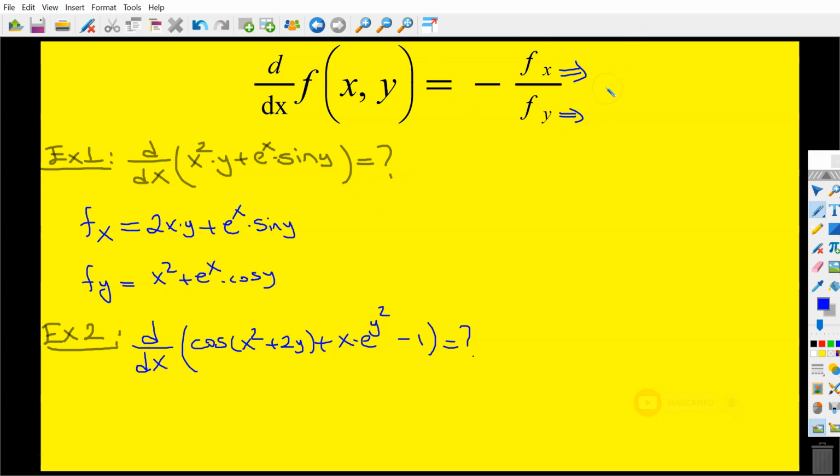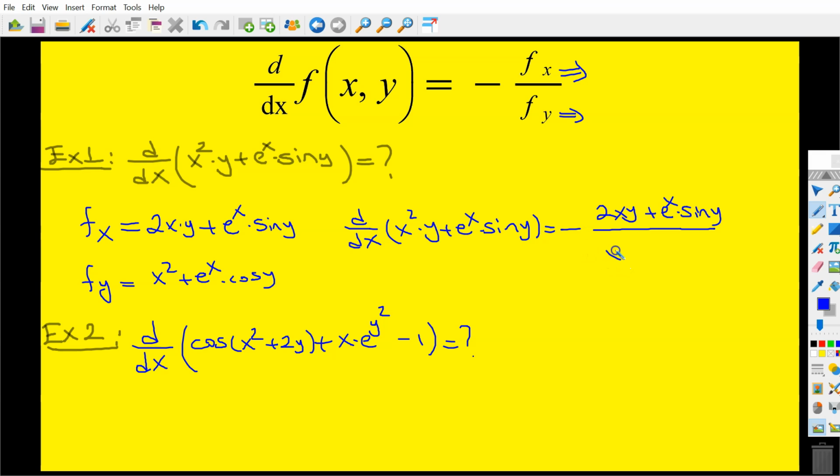Then let's try to apply this formula. So d over dx of x squared times y plus e to the power of x times sine y is going to be equal to, if I put this negative sign and division bar, 2 times xy plus e to the power of x times sine y, that's f prime x, divided by f prime y, which means x squared plus e to the power of x times cosine y.